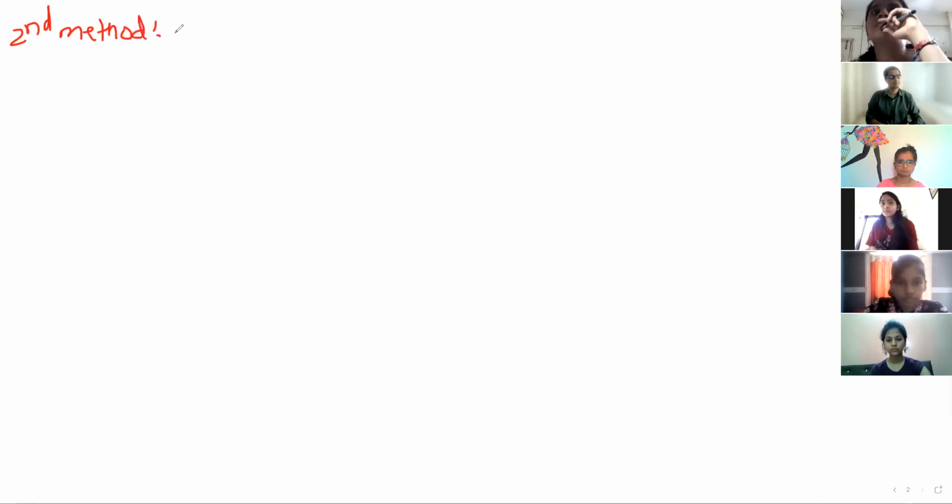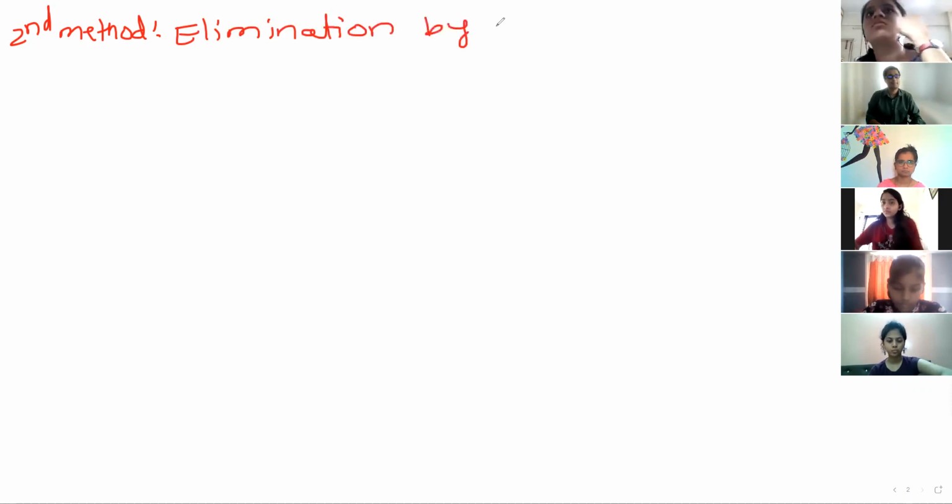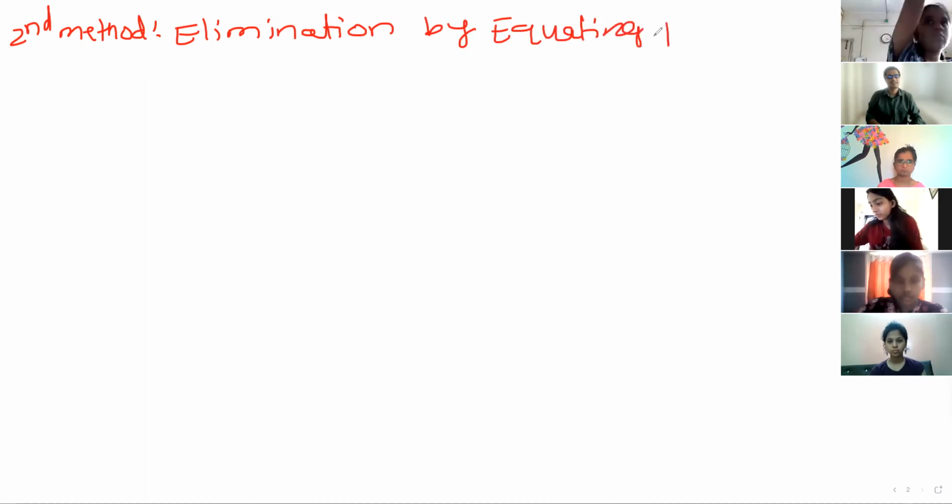Second method, what is it? Elimination by equating the coefficients.